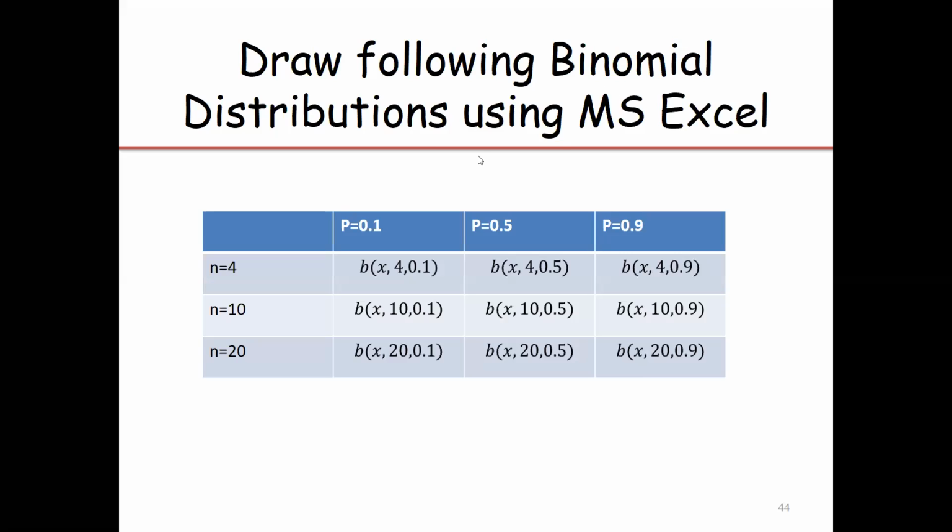Now draw the following binomial distribution using Excel. How can we draw these distributions in Excel? So I will demonstrate one example here. Suppose we are interested in this one, bx 4.1. Bx 4.1 means n is 4, p is 0.1 and q is 0.9. X is not defined, which means we can use different values of x. If n is equal to 4, the values of x will start from 0 and go up to 4. So 0 to 4, these are the different values of x.